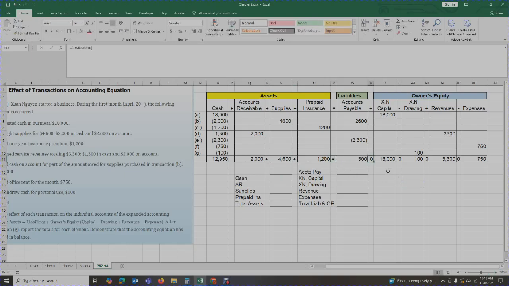Okay, and then this is a plus sign. This is a minus sign. This is a plus sign, and then this is a minus sign. Okay, so now I've got my totals for all of my categories. That is my total.